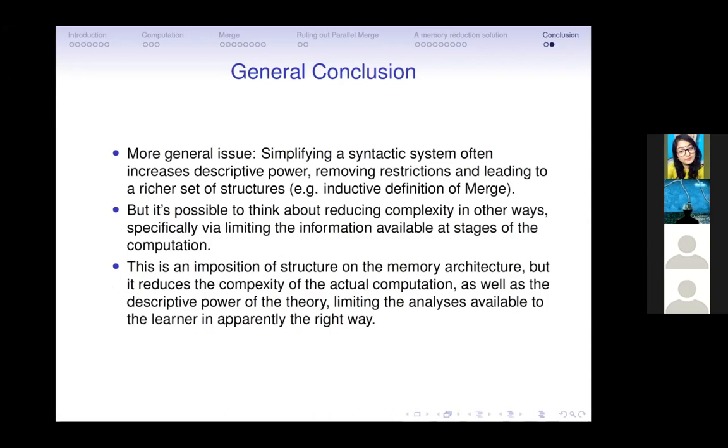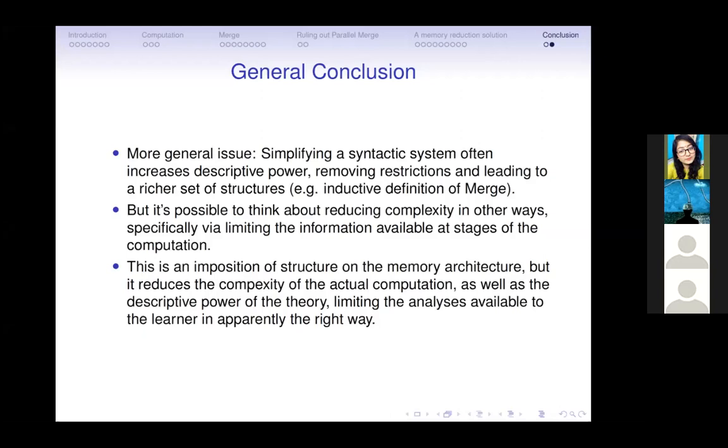So what I've done here is I have complexified the system. I've added in an extra layer of memory. But within that extra layer of memory, I've reduced the computational complexity. Merge itself operates over a much smaller domain, okay? And the information that's available at the stages of the computation is thereby much more limited. And that is a system we know broadly makes computation more efficient in man-made machines, okay?